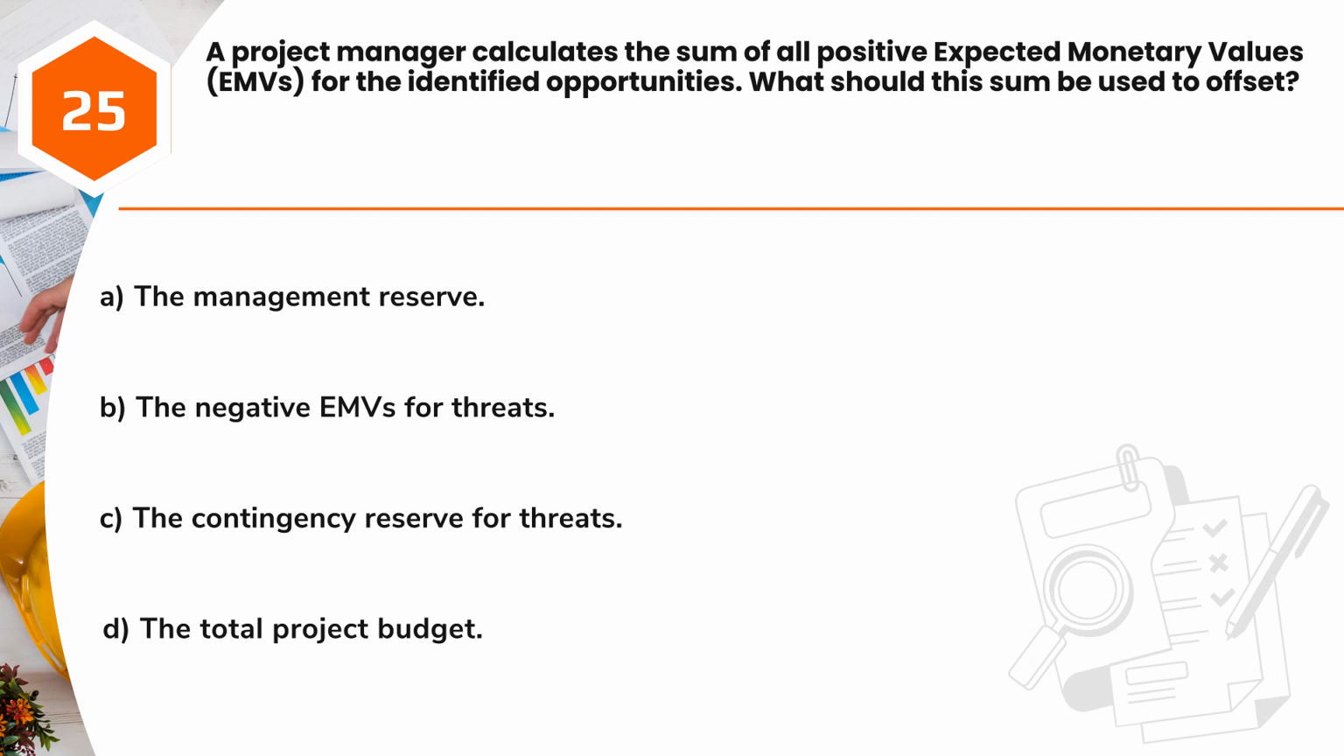Question 25. A project manager calculates the sum of all positive expected monetary values, EMVs, for the identified opportunities. What should this sum be used to offset? A. The management reserve. B. The negative EMVs for threats. C. The contingency reserve for threats. D. The total project budget.